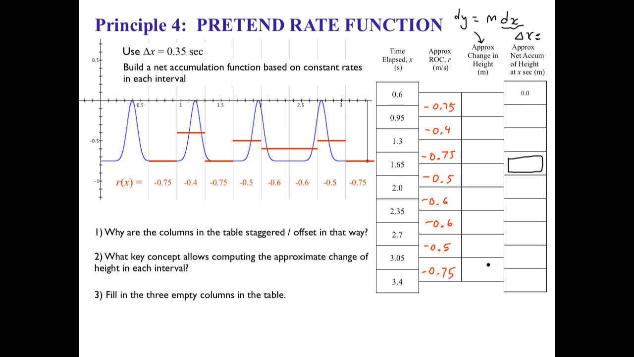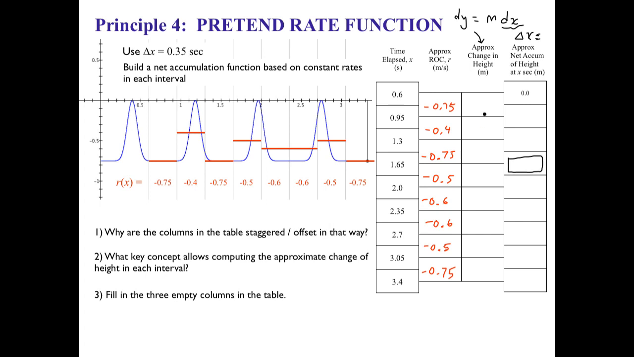Just give me a general idea: how do I get that third net approximation, the accumulation of height, in that one right there? How did you get that? You add the three approximate changes in height before that. Okay, yeah, so it's going to accumulate, right?